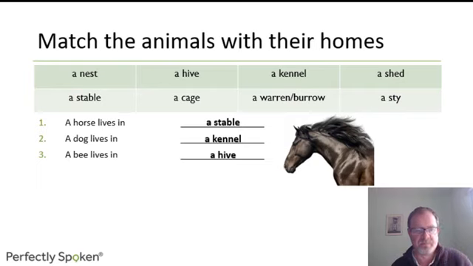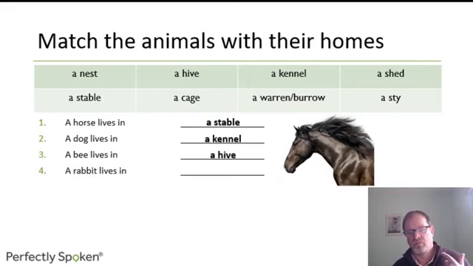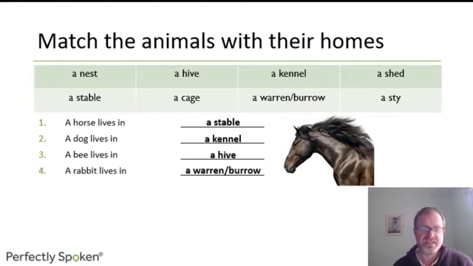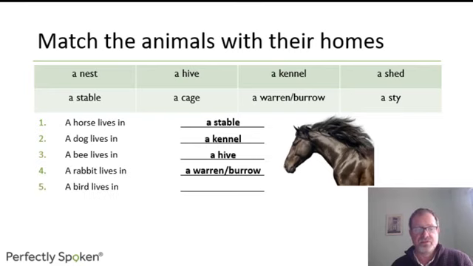all the little eggs and so on. Number 4, a rabbit. This is a wild rabbit. Lives in a warren or a burrow. A domestic rabbit would live in what we call a hutch, H-U-T-C-H, hutch. A bird tends to live, again, we're talking about a wild bird, not a domestic bird, in a nest where it lays its eggs.